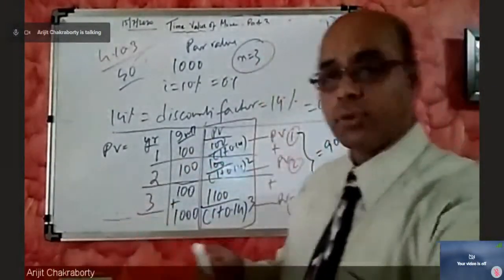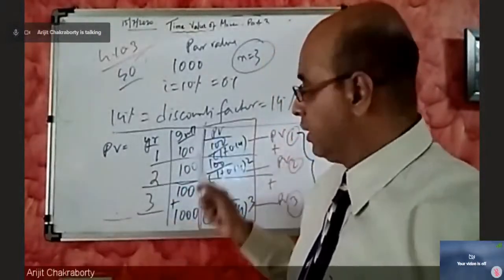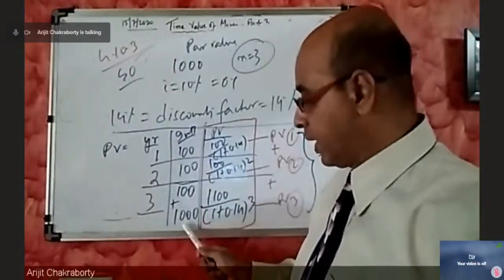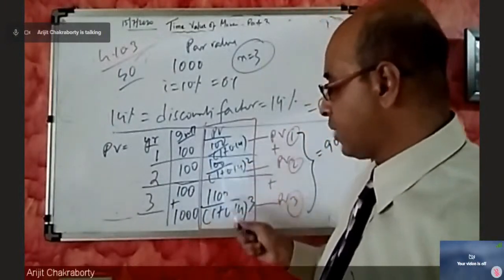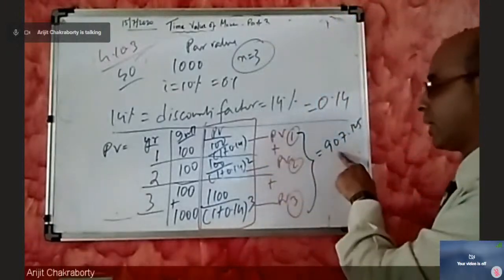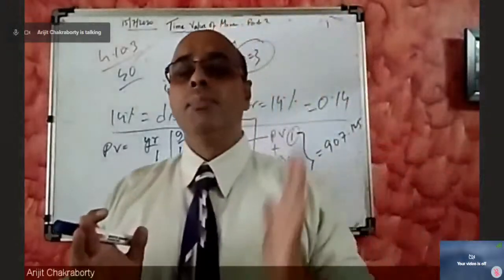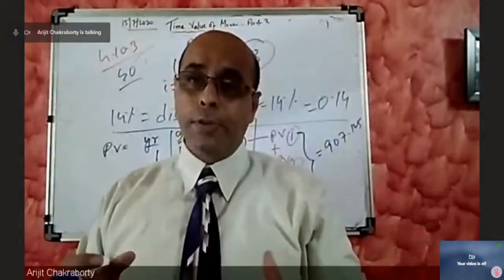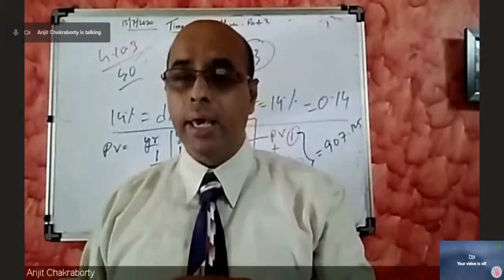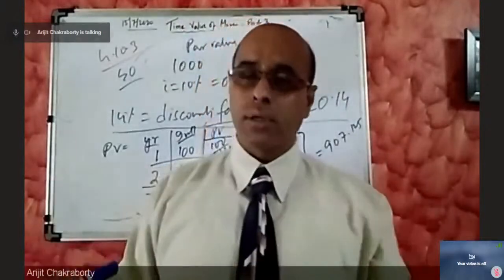It's already 4:25. We have some more things to do. Year 1, 2 and 3. You have the interest and the redemption of the bond is done at the end of the year 3. You have the present value calculation. From this you get 907, which means that the maximum present value which you are getting is 907, which means this is also the maximum price which you should pay. If you pay more than this, that means what?